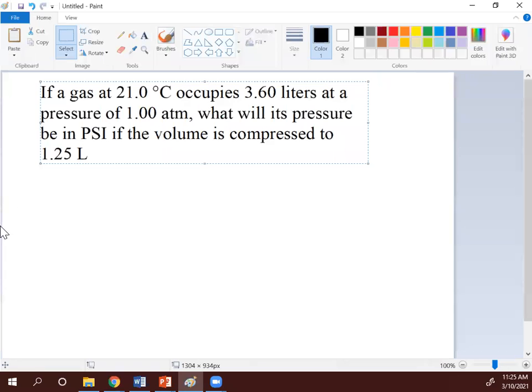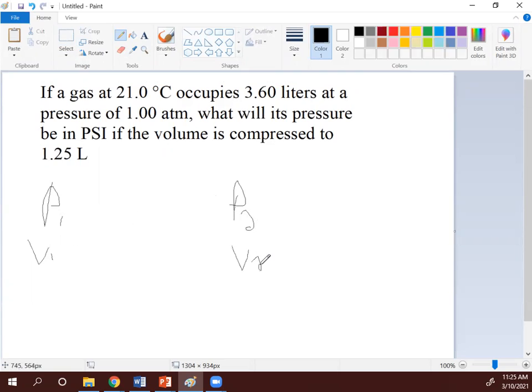All righty, so once again, this is still Boyle's law. That's all today. So P1, V1, P2, V2. Whitey, what's the P1? Say it like you mean it. 1.0 ATM, very good. What is the V1? What is the volume at 1 ATM? It's 3.60 liters. What's my P2?